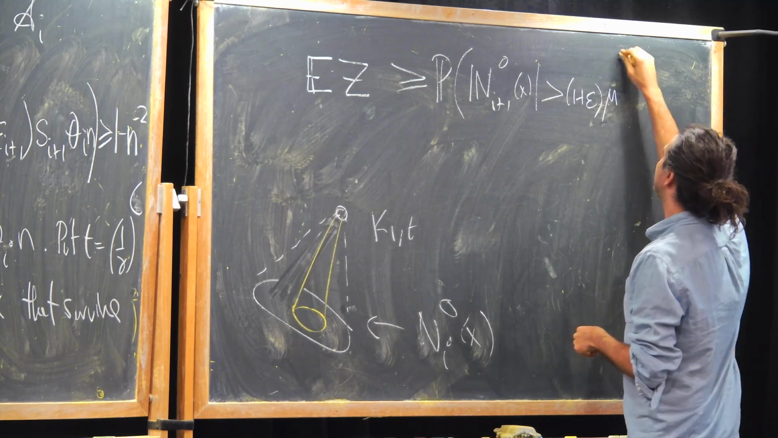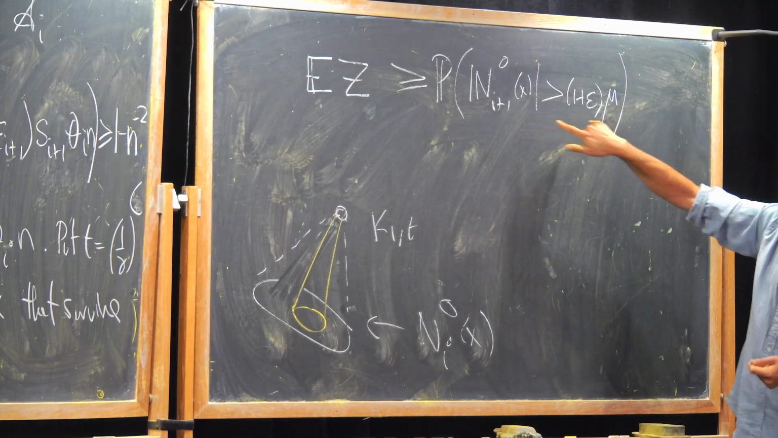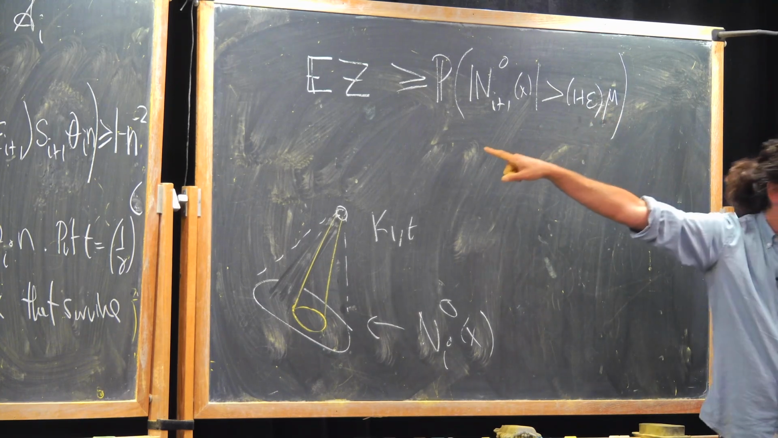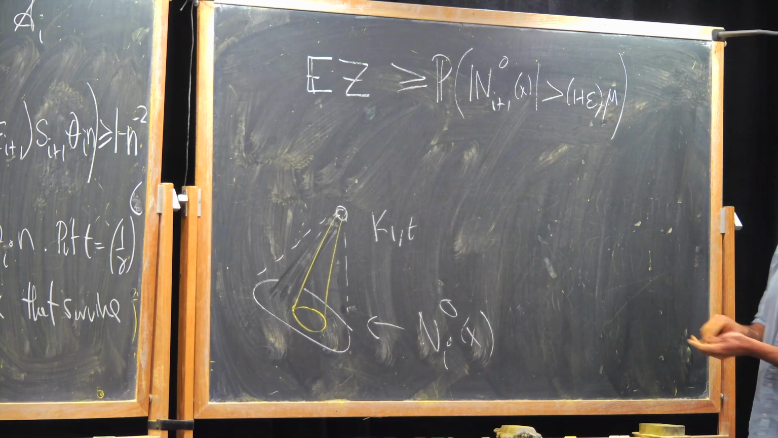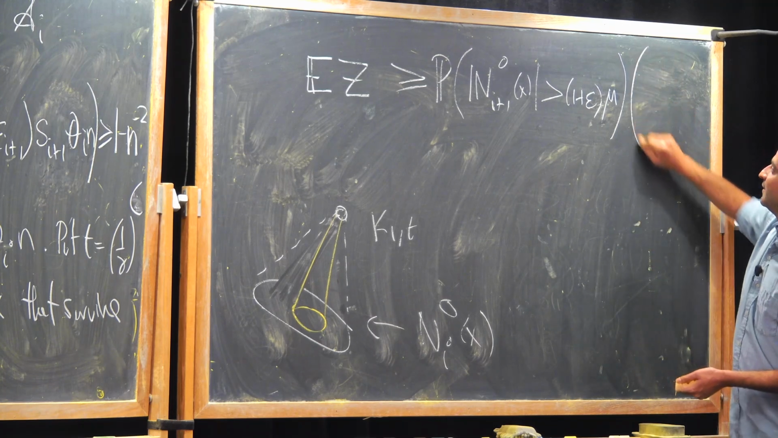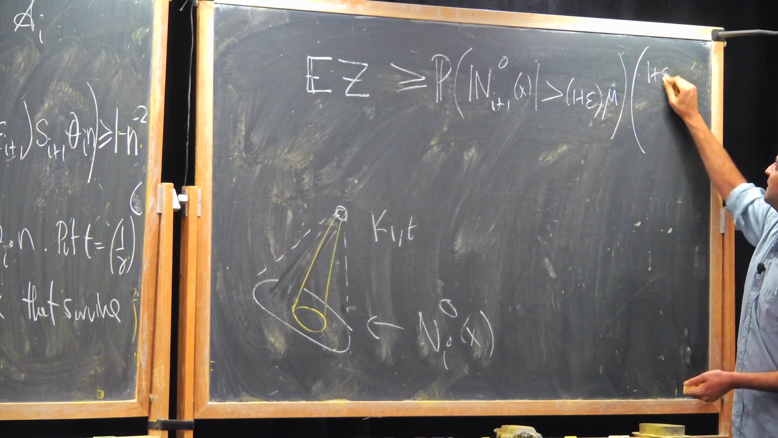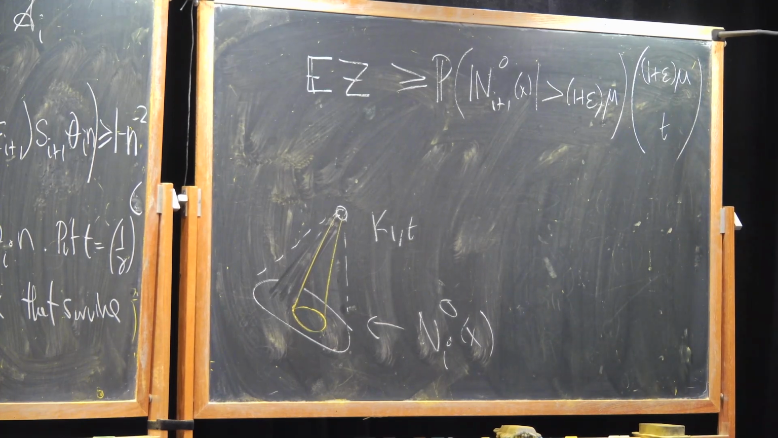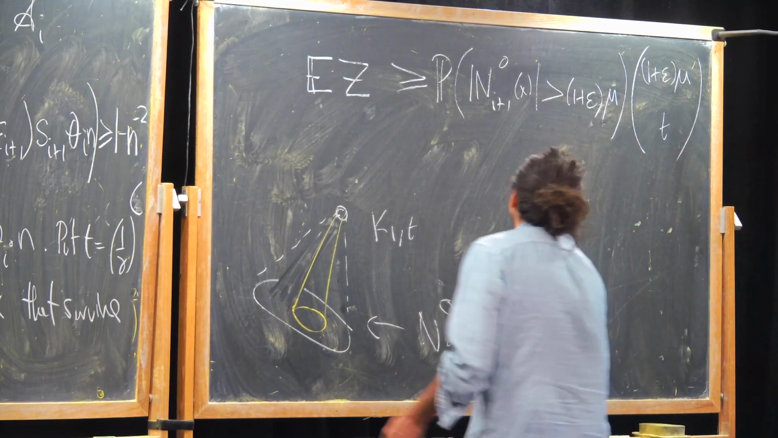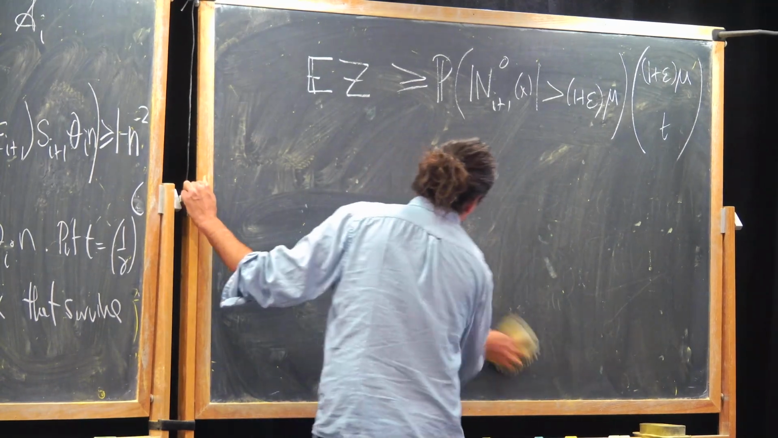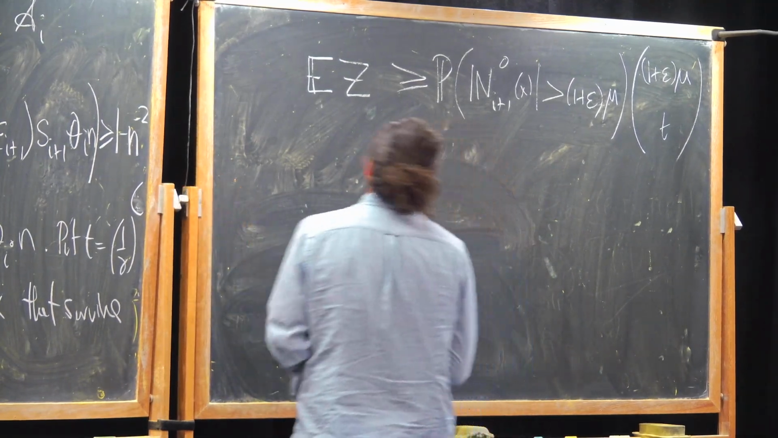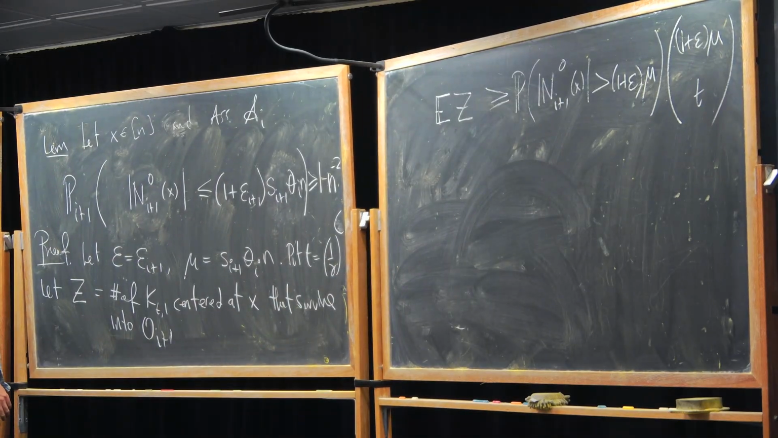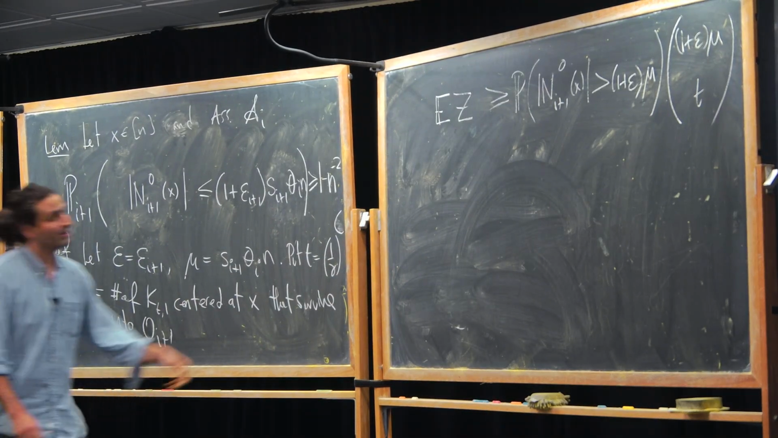mu. OK, so what happens on this event, when it's much bigger, I expect many more K1T's to contribute to this count. How many? Well, if it's that size, it's 1 plus epsilon mu guys survive, and I can choose any t of them. But I can also, using this thing, actually estimate very precisely how many K1T's survive.